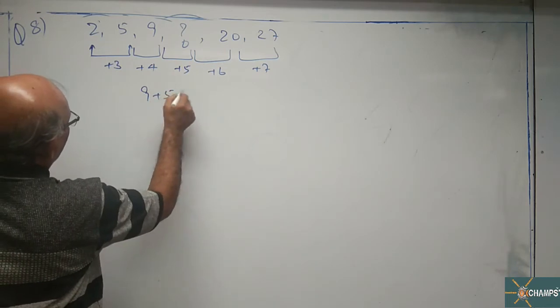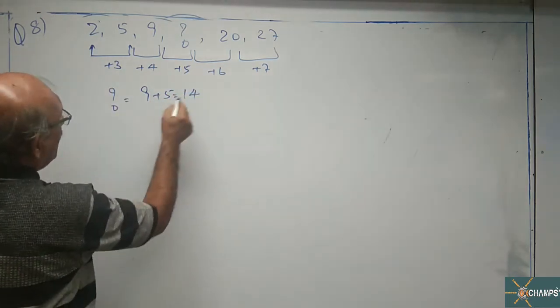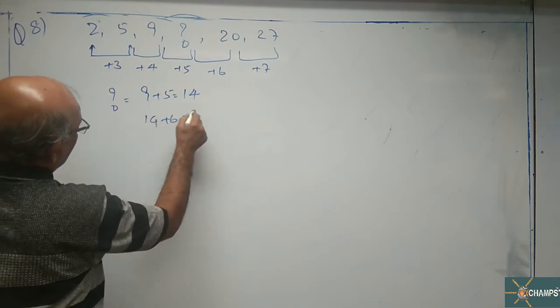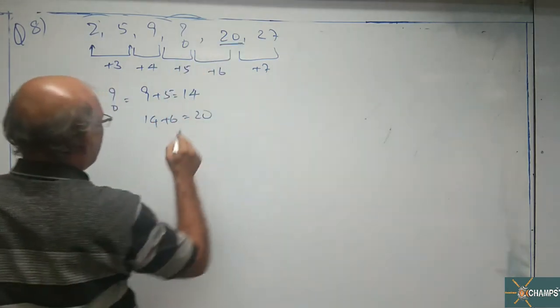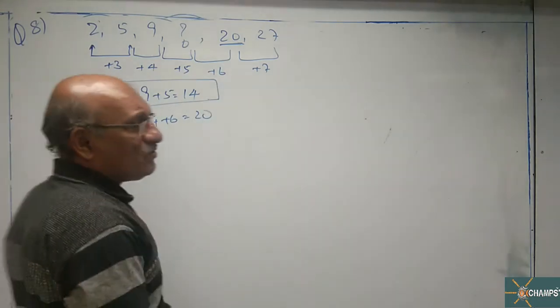9 plus 5 is equal to question mark. For this question mark, 9 plus 5 is 14. 14 plus 6 is equal to 20. This number also generated. So what is the missing figure here, sir? 14 is the missing figure here.